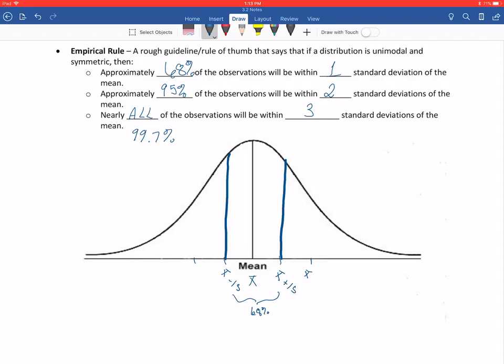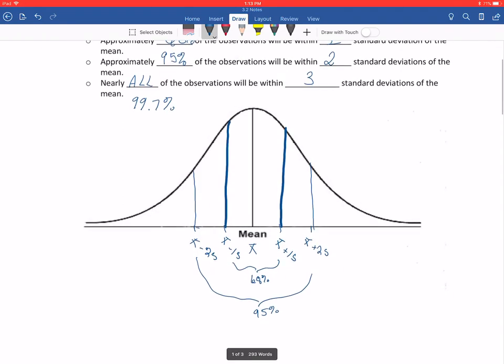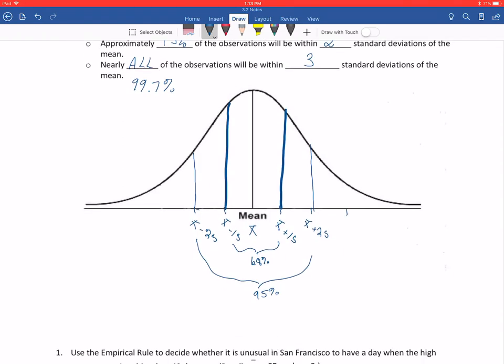If we go out and back one more, go out 2 standard deviations, sorry, my lines are very crooked. What that means is that 95% of our values should be between there. And if we were to go out one more, 3 standard deviations in either direction, that means that 99.7% of our observations are within there.